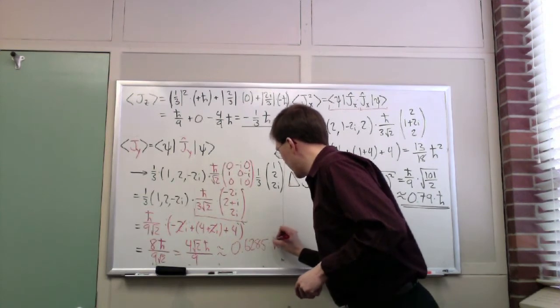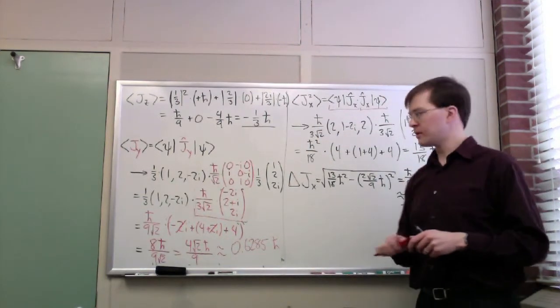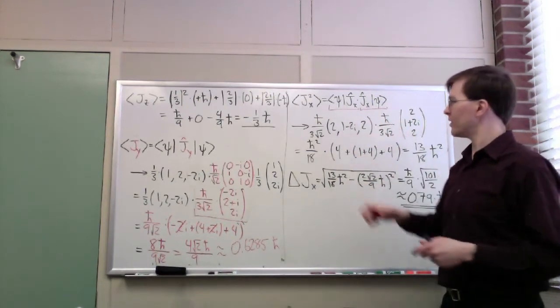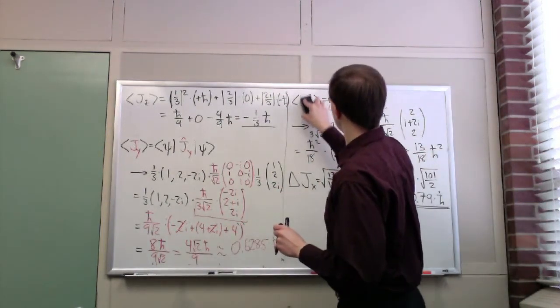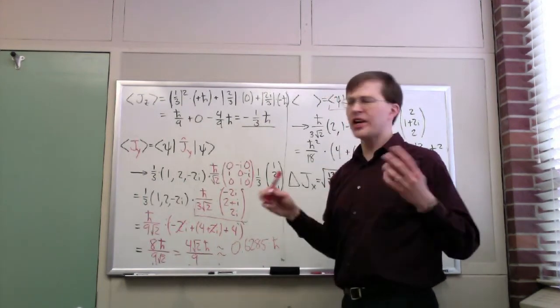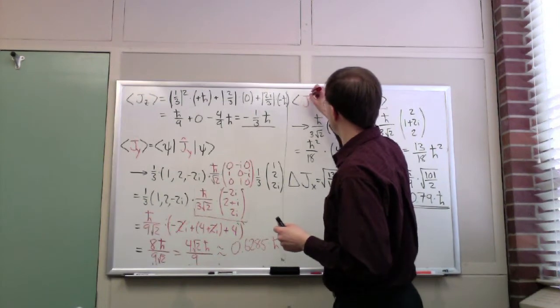0.6285 times h bar is the numerical value. So there, I've gone through and found the Jy expectation value. Let's do the same thing up here and find Jy squared. Again, it is very parallel. Jx and Jy, it's basically the same calculation.